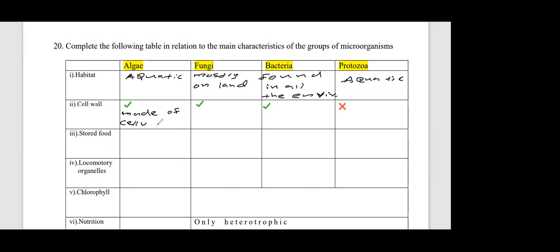Actually algae are autotrophic, they can produce their own food, they are photosynthetic. That is one of the main differences: algae are more close to plants, chlorophyll present, photosynthetic. Fungi, made of chitin, C-H-I-T-I-N.